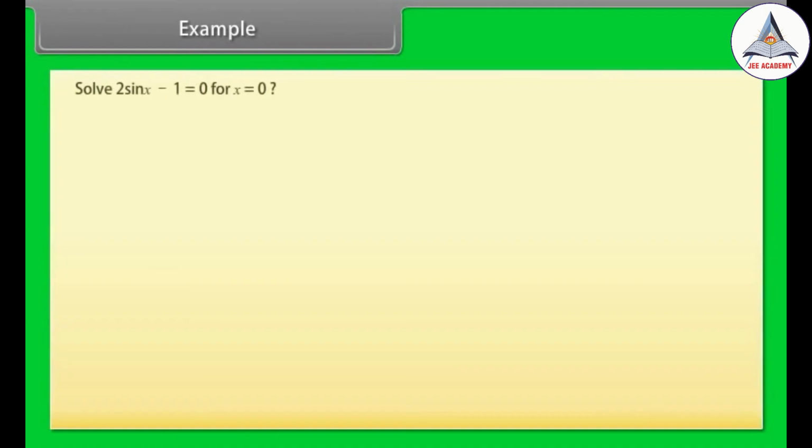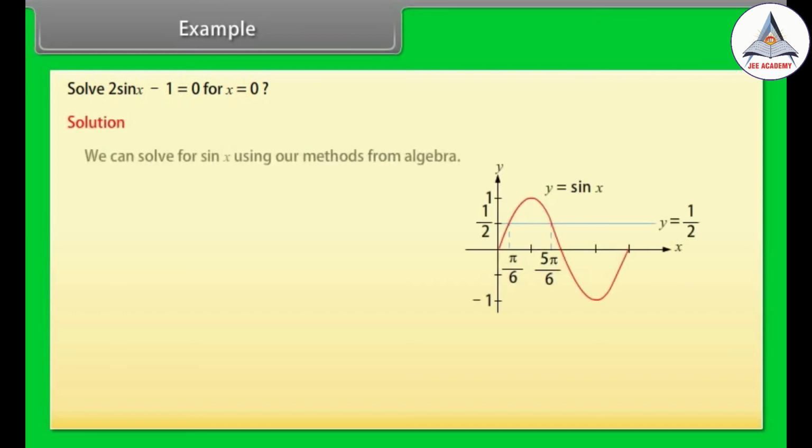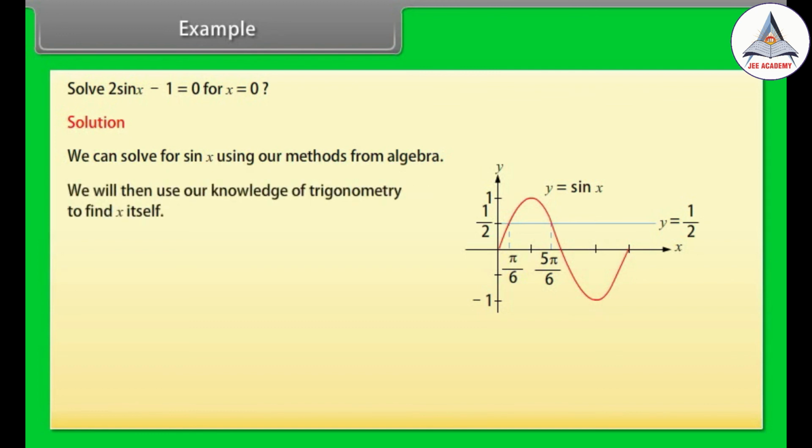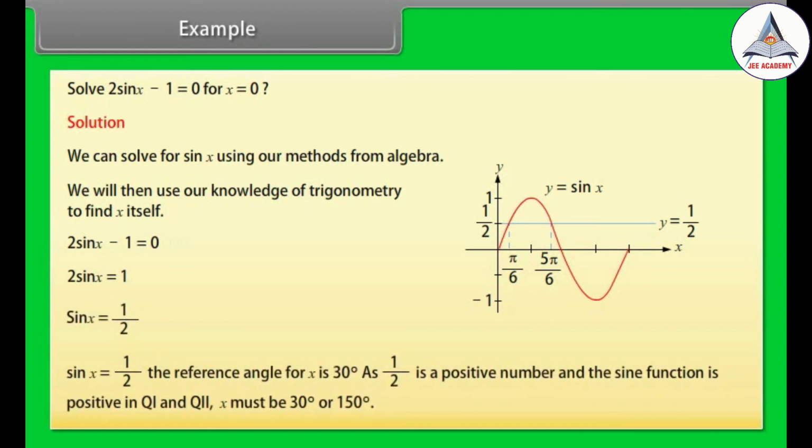Example: solve 2 sin x minus 1 is equal to 0 for x. Solution: we can solve for sin x using our methods from algebra. We will then use our knowledge of trigonometry to find x itself. 2 sin x minus 1 is equal to 0. 2 sin x is equal to 1. Sin x is equal to 1/2.